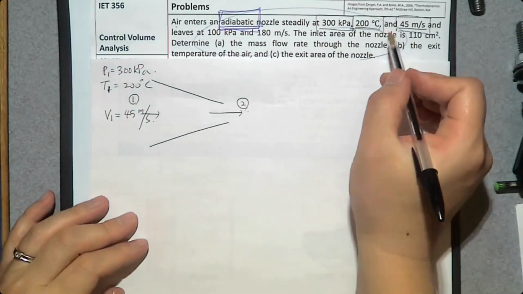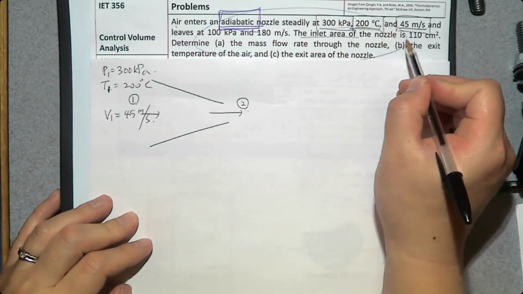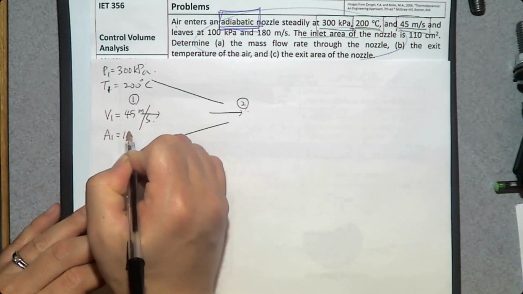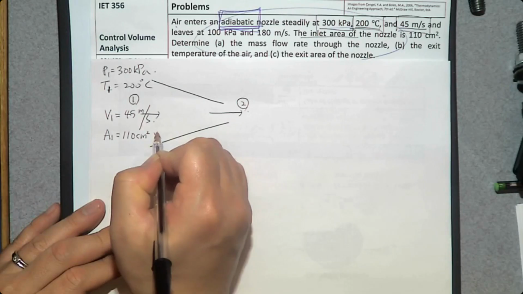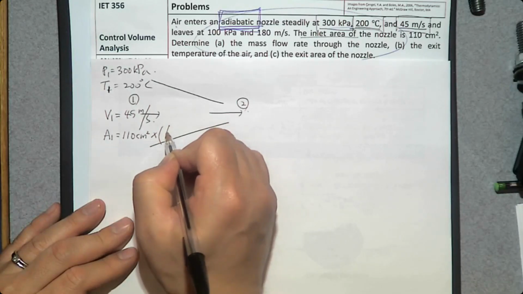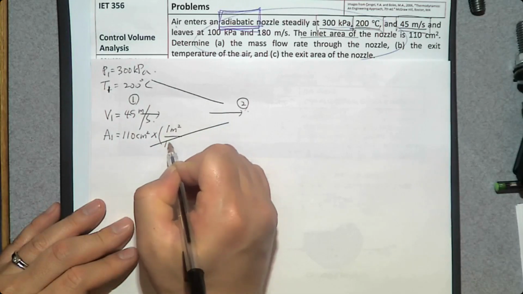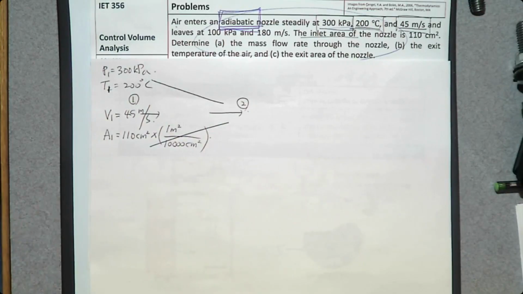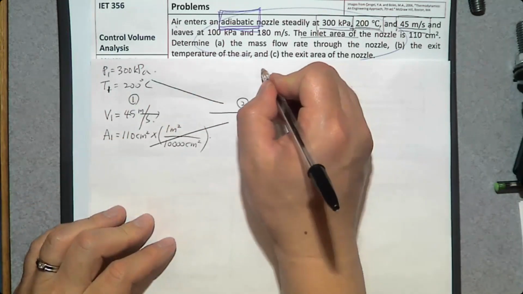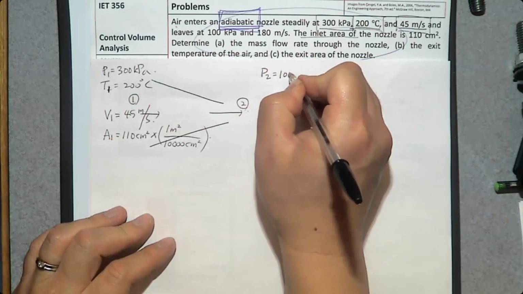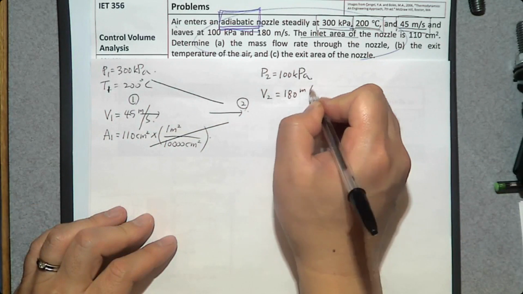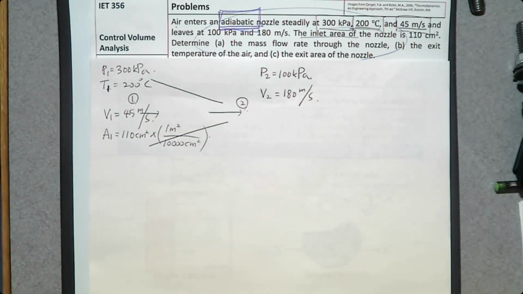We also have the inlet area of the nozzle, 110 centimeters squared. 1 square meter is 10,000 centimeters squared, so you can determine the cross-sectional area in square meters. And at the exit, we have pressure P2 of 100 kilopascal, and the velocity V2 is 180 meters per second. So we want to determine the mass flow rate.